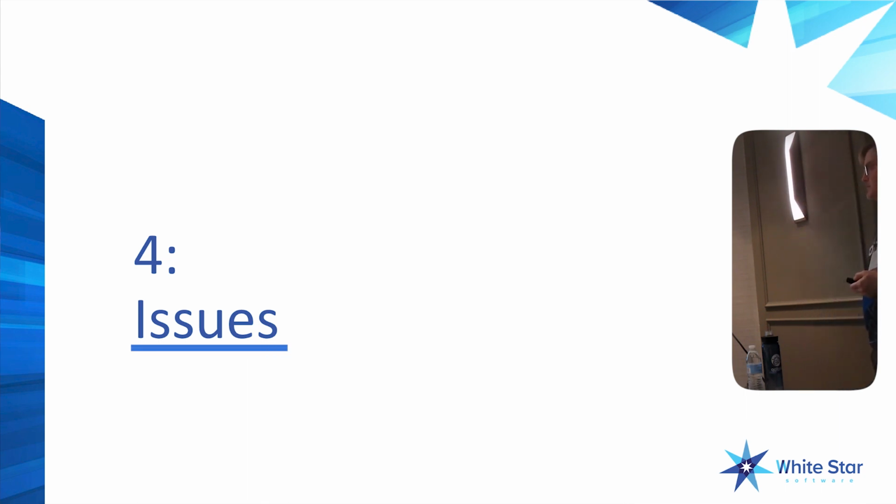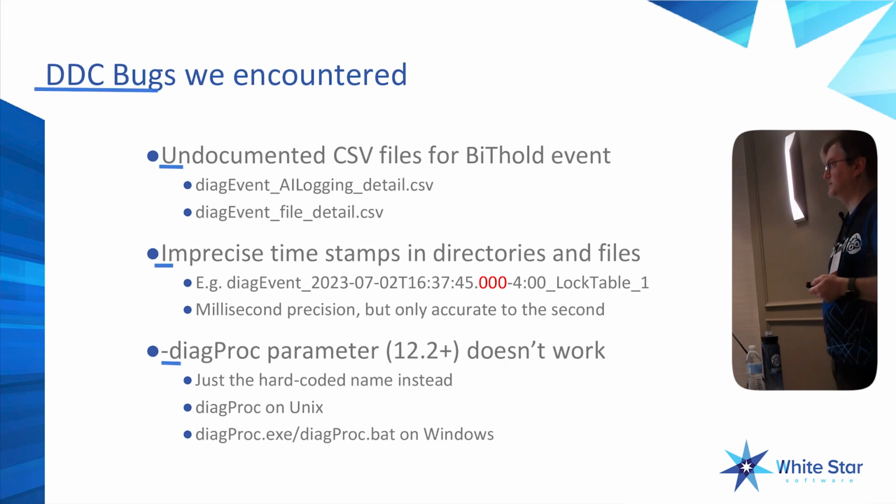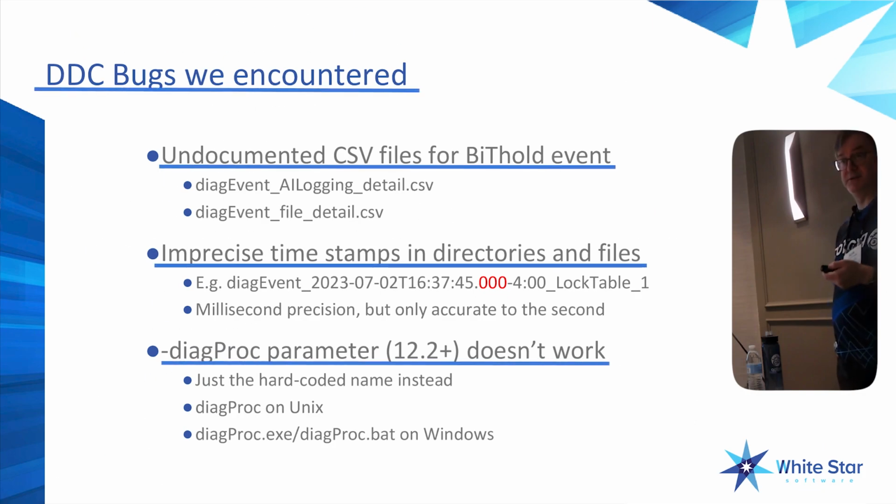So some of these I've already talked about. Some I haven't. These were some minor bugs that we encountered with DDC. This first one is just a documentation bug. There were actually more CSV files that you get data from than are listed in the docs. You get AI logging as well as file detail, which is, I believe, from the _act.io file you see.